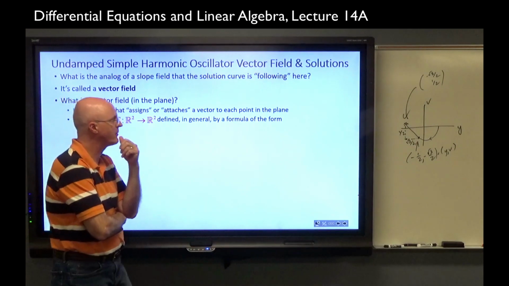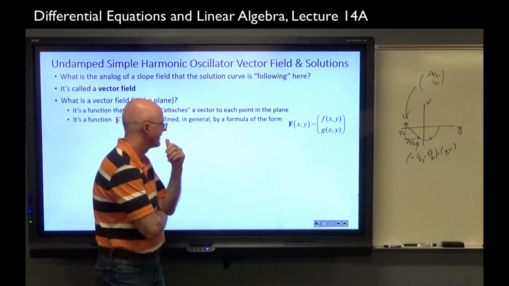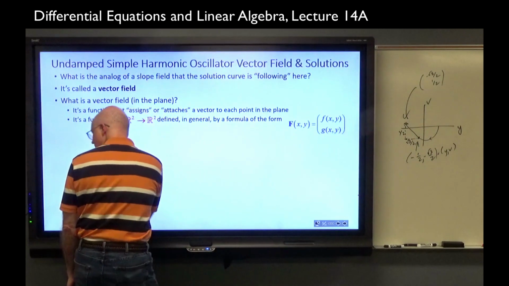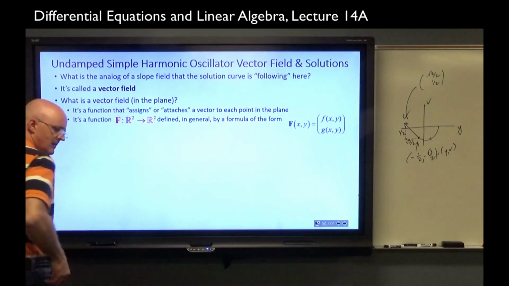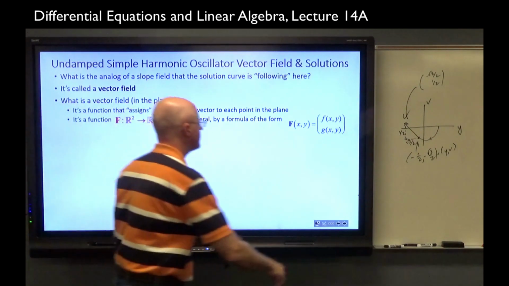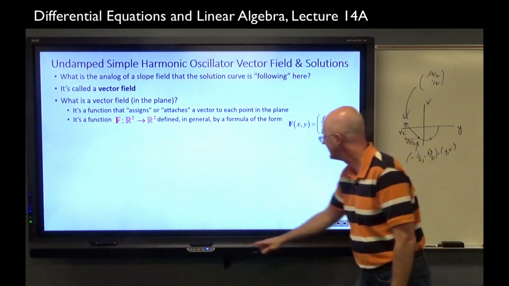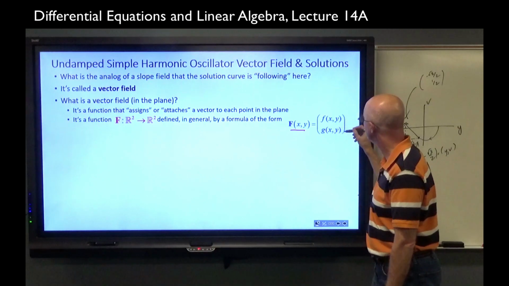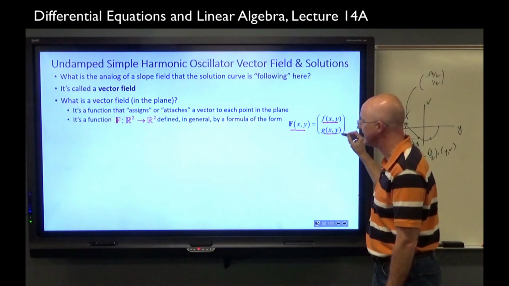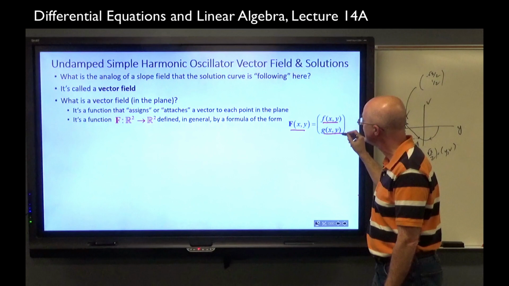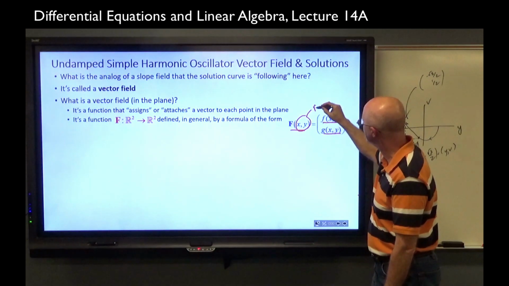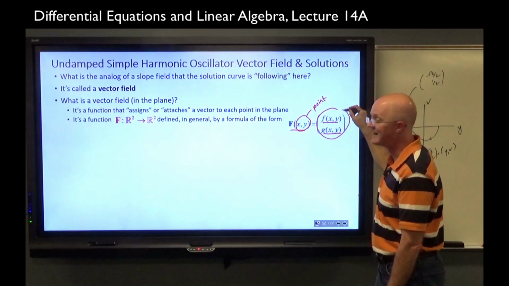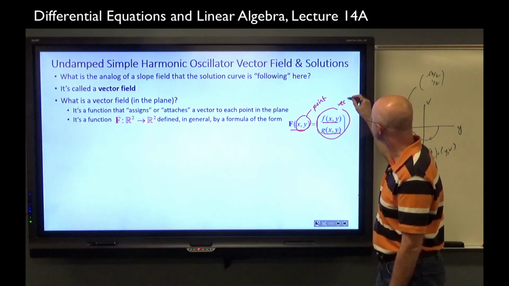In general, we think of the formula in this form. Boldface f of (x, y) is a vector whose components are little f of (x, y) and little g of (x, y). Notice I'm writing that as a point for the input, and I'm writing this as a column vector. I'll just say vector for the output.